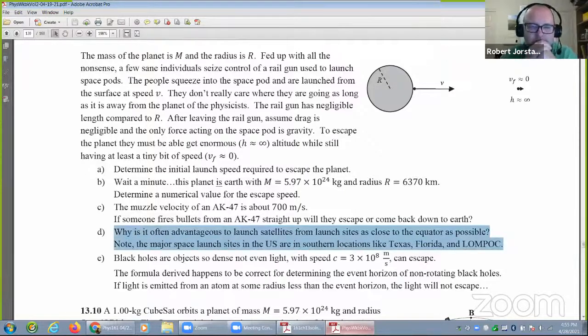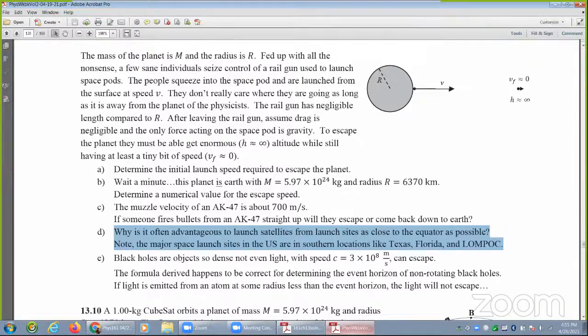Here's a weird one. Why is it often advantageous to launch satellites from launch sites close to the equator? What's the advantage in launching satellites from Florida? We launch them from Cape Canaveral, Florida, or Texas. We're not launching them from northern Maine or Alaska. Why?